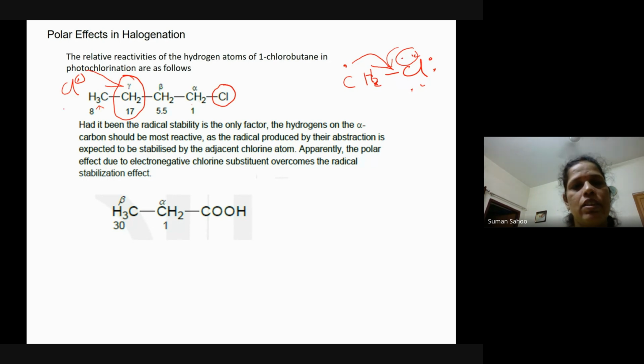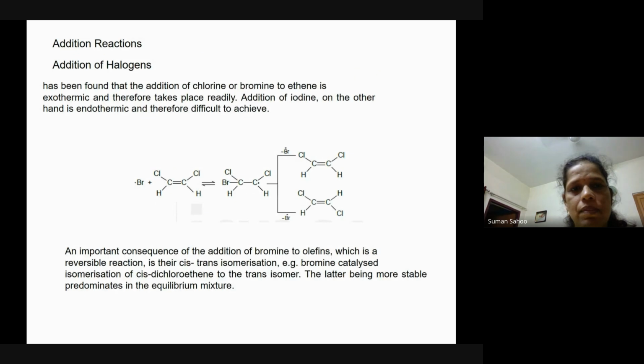Actually what happens here, already we are having a polar group present here, so the attack of another polar group is being repelled by this polar group already present there. Similar is the case with the chlorination or bromination of propanoic acid, which is more in case of the beta hydrogen. Beta chlorination would be more as compared to alpha chlorination. Okay, next comes your addition reactions.